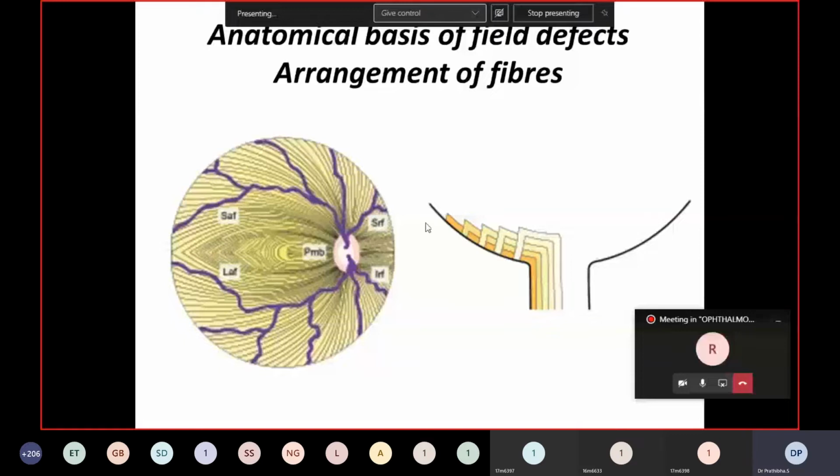And then from the periphery, the nerve fibers are arranged in the periphery of the disc. The nerve fibers which are arising from the periphery of the retina will be there in the periphery of the disc.